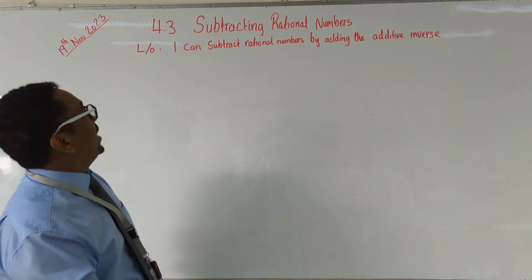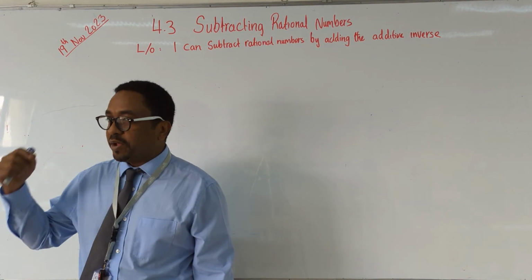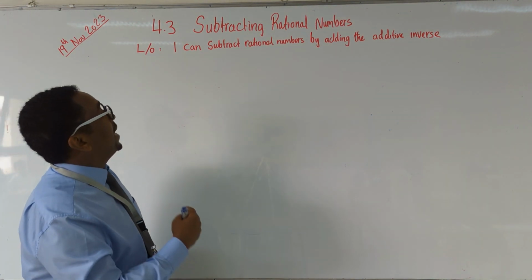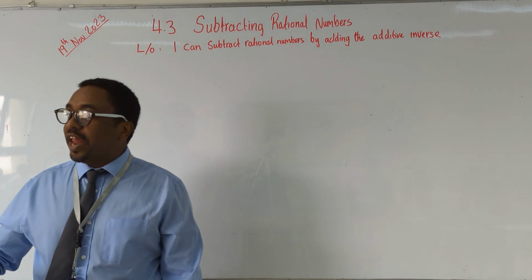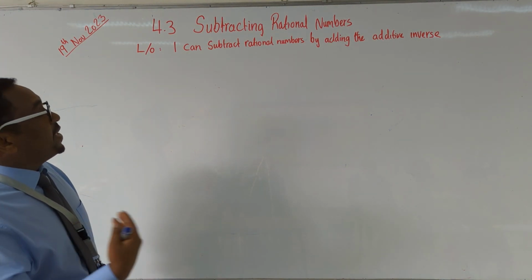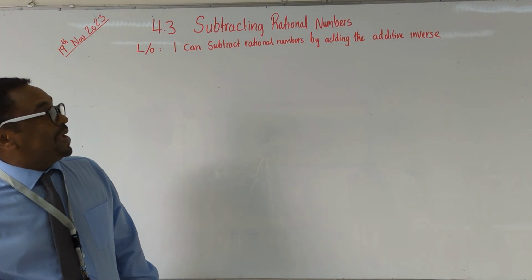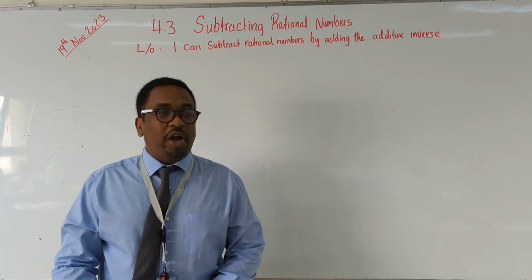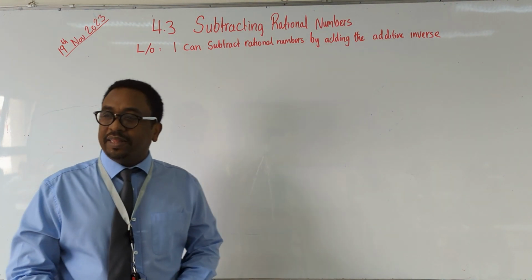Today we are starting lesson 3 of chapter 4. The title of the lesson is Subtracting Rational Numbers. And the learning objective is I can subtract rational numbers by adding the additive inverse. Okay? So I think we have done something like this before.